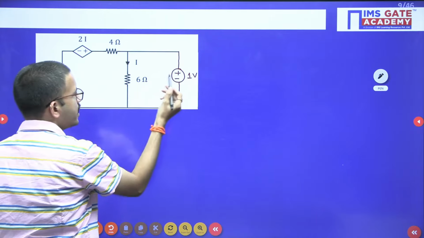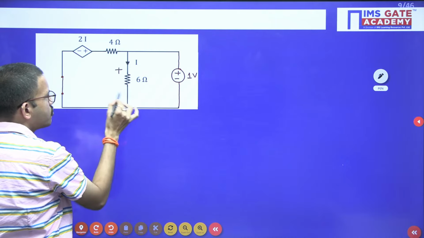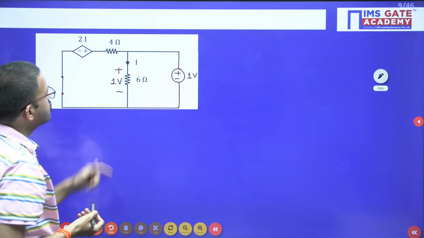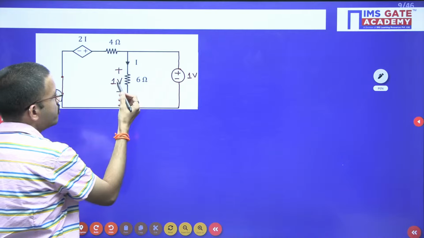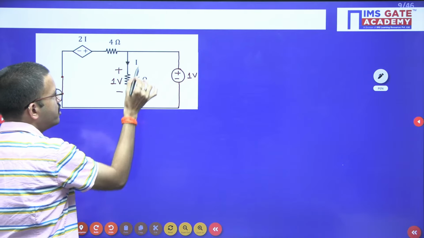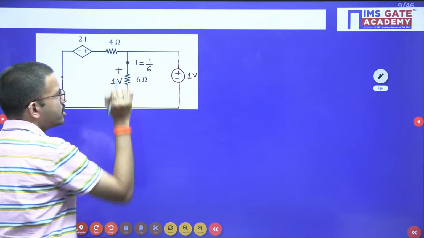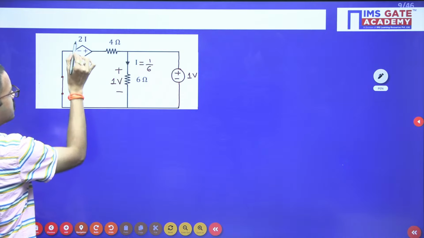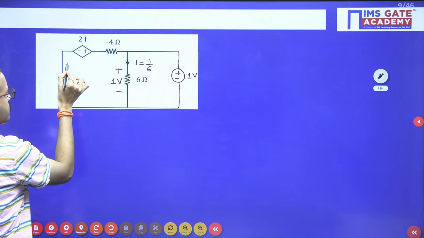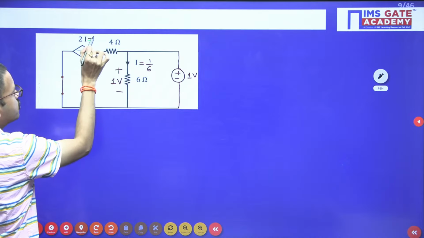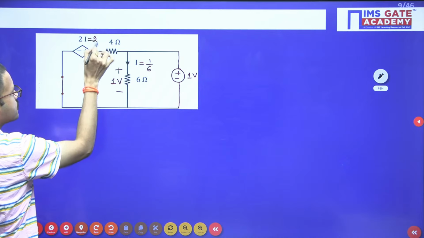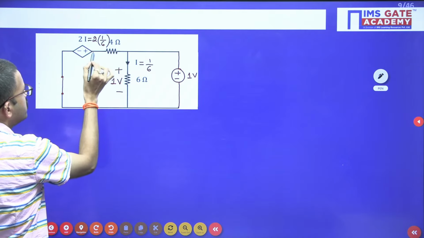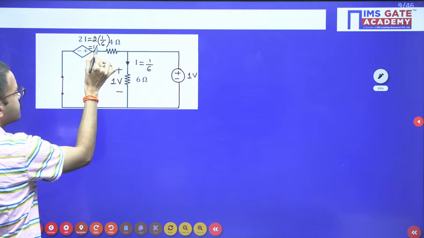Okay. Now here, because of this 1 volt source, the voltage across the 6 ohm resistor is the same, 1 volt. Now by using Ohm's law, you can find the current flowing in this particular branch: 1 divided by 6. Similarly, the moment you get 1 by 6, the 2i value will become 2 into 1 by 6, that is nothing but 1 by 3.